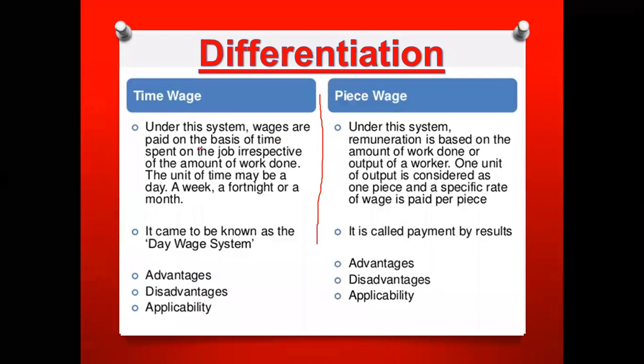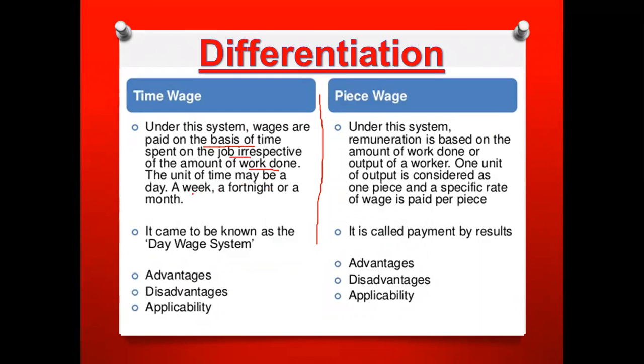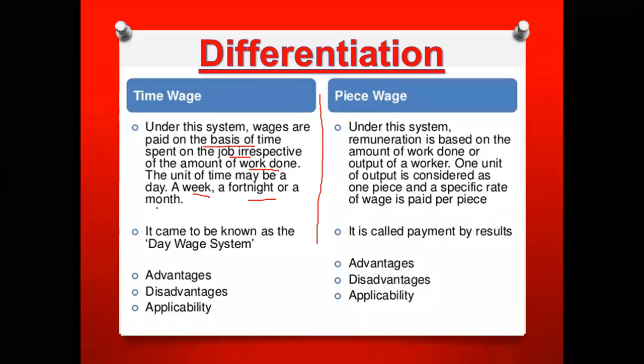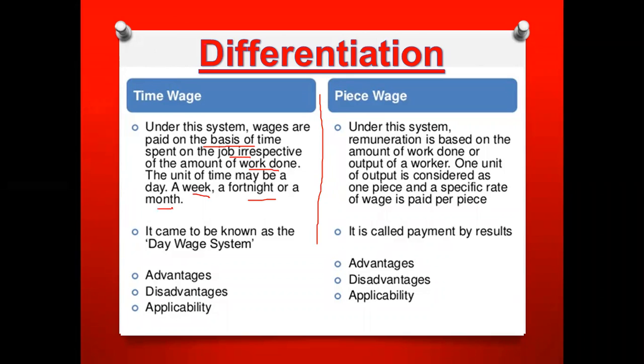Under the time wage system, wages are paid on the basis of time spent on the job, irrespective of the amount of work done. The unit of time may be a day, a week, a fortnight, or a month. So what is the concept here? Here the concept is time. The unit of time may be calculated in a week or hour. Fortnight means 15 days, every 15 days. For a month you are having 30 days, 31 days. Every fortnight means every 2 weeks you are getting a salary. This is a time based system.